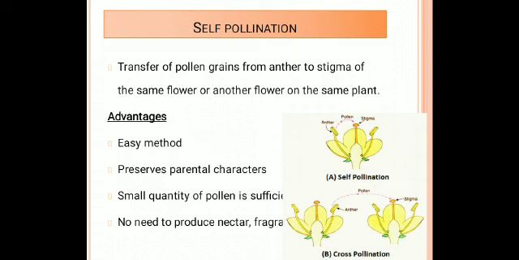The next point is that the flowers need not produce nectar or fragrance, because both gametes are present in the same flower. Unisexual flowers produce nectar and fragrance because they need pollinating agents. This is self pollination, and then there is cross pollination.